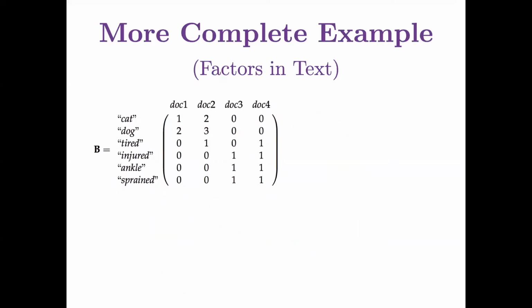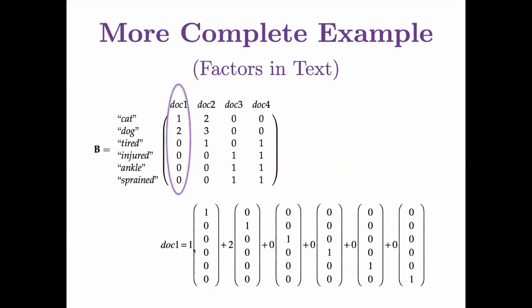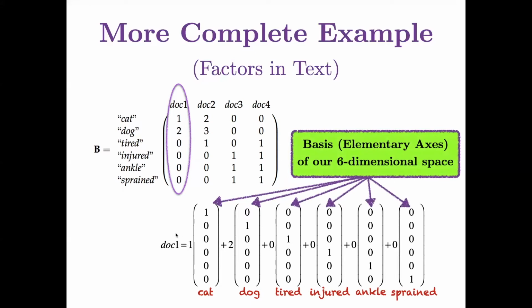Now, each of our observations begins as a point in 6-dimensional space, which means that it has 6 coordinates along some basis. Here, that basis is cat, dog, tired, injured, ankle, sprained. And so this coordinate representation tells us that in order to reach document 1 in space, I would go 1 unit along the direction of cat and 2 units along the direction of dog. Those terms form the basis of our 6-dimensional space, that elementary basis.